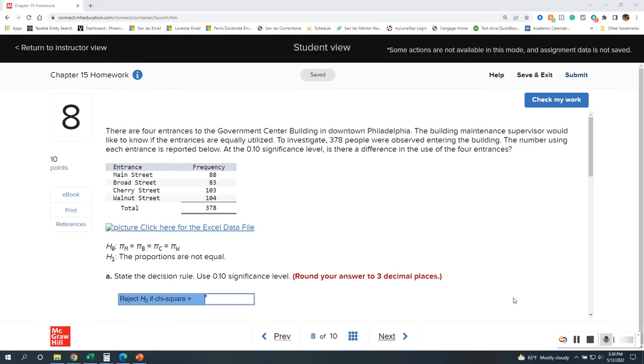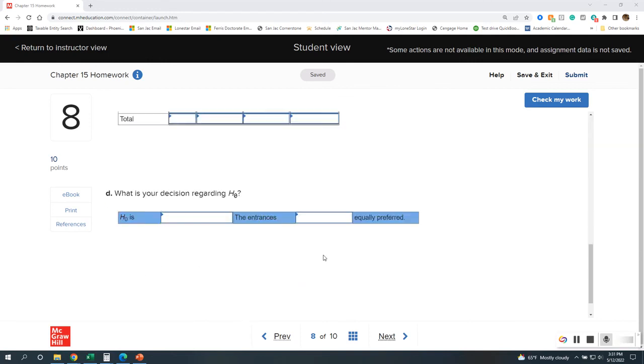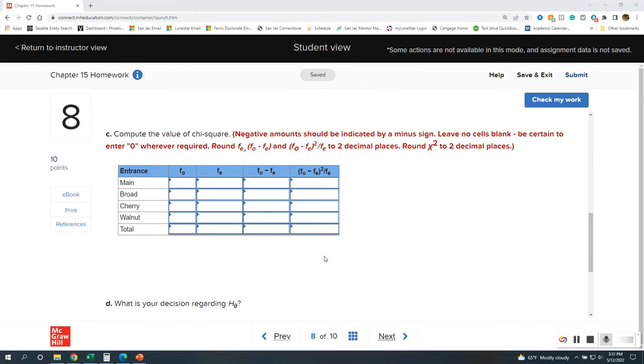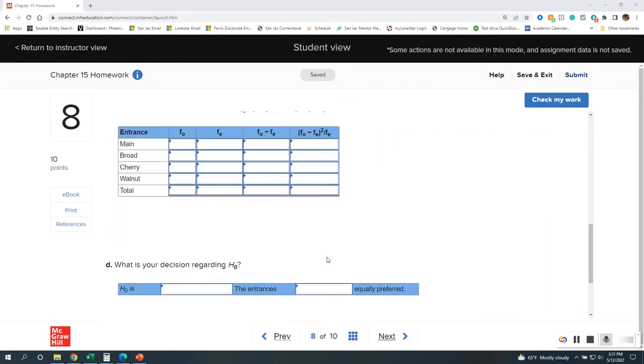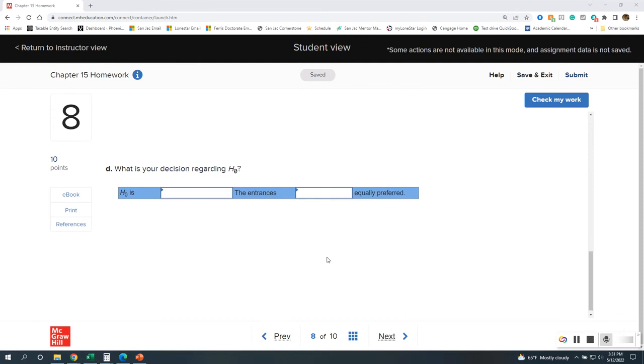Alright, question 8. There are 4 entrances to the Government Center building in downtown Philly. The building maintenance supervisor would like to know if the entrances are equally utilized. To investigate, 378 people were observed entering the building. The number using each entrance is reported below. At the 0.10 significance level, is there a difference in the 4 entrances? So this one, they actually want you to do the table, which is fine.